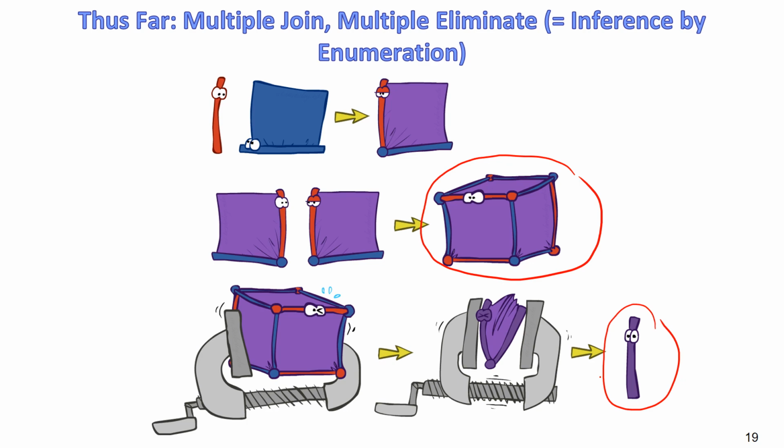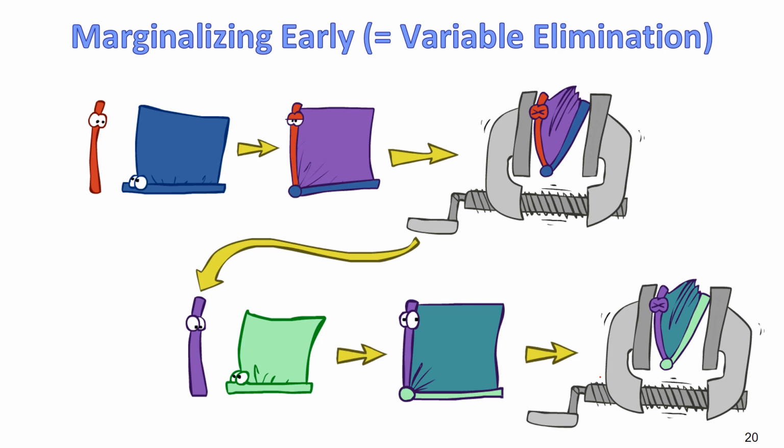But before we see an example, let's compare inference by enumeration and variable elimination. In inference by enumeration, we join all the hidden variables before we eliminate them. In variable elimination, we join on a variable and then immediately eliminate it. Then join on another variable, then eliminate it. Then join on another variable, then eliminate it. So we interleave the join and elimination. In inference by enumeration, we do multiple joins consecutively and then multiple eliminations consecutively.